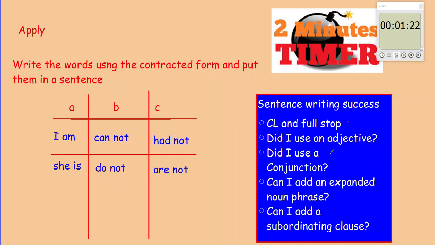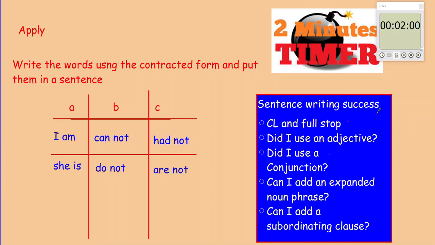Or could you use a conjunction to make the sentence more complicated? You can use and, but, because. Can you use an expanded noun phrase in there? So think of your noun and then can you expand that noun in any way? And if you are really, really good at writing your sentences, try to add a subordinating clause into that sentence. So if you've written your 2 sentences, have a look at what you have done. This is your success criteria in sentence writing. Okay, that's your 2 minutes up, everybody.